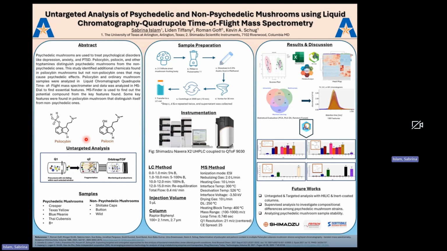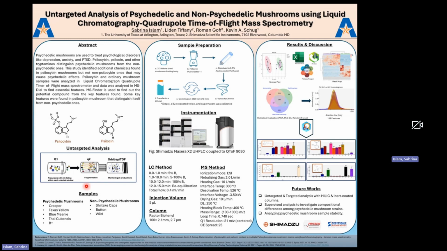The purpose of this study is to identify some other potential compounds that are present only in the psilocybin mushrooms, which could be responsible for the entourage effect. We analyzed the mushrooms in a liquid chromatography quadrupole time-of-flight mass spectrometer. We analyzed the data in MS-DIAL and MetaboAnalyst, and MS-FINDER was used to find the potential compounds from the key features. From this study, some potential key features were found in the psychedelic mushrooms as well as in the non-psychedelic ones. We did untargeted analysis on the samples.